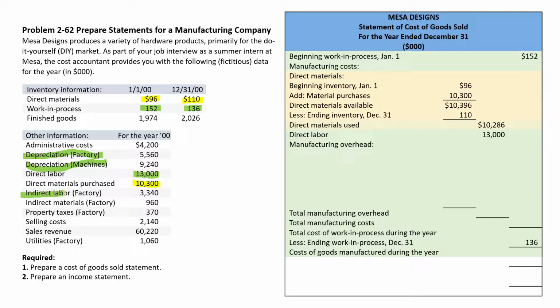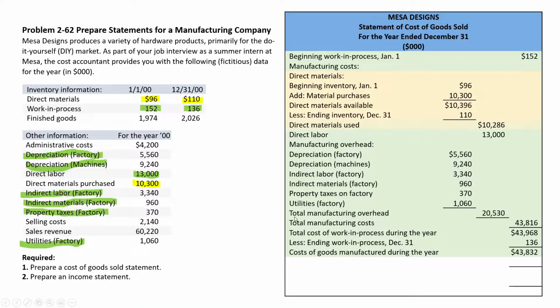Indirect labor would definitely be included in manufacturing overhead. Indirect materials, so they are raw materials used in the manufacturing process, but we can't easily trace them. Property taxes only because it's related to the factory, not selling costs. Those are not manufacturing costs, not sales revenue, but utilities because, again, they're related to the manufacturing process. Those categories I highlighted here to my left-hand side are all going to be manufacturing overhead.